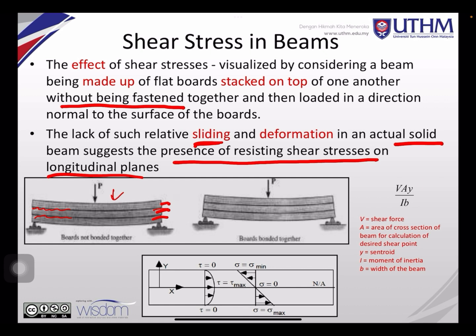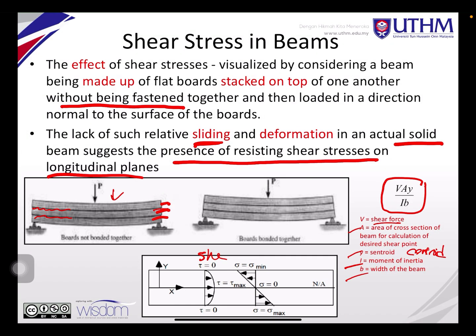So V, in the formula you can see here, is the shear force. How do you determine the shear force? You need A, the cross section of the beam for calculation of the desired shear point. Y is the centroid, this one is a typing error, it's supposed to be the centroid. I is the moment of inertia. B is the width of the beam. So when you calculate, this is the shear.